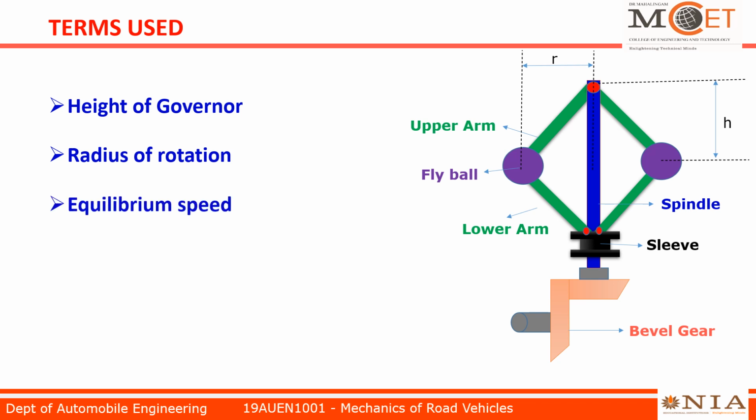Next term is equilibrium speed. It is the speed at which the governor balls, arms, etc. are in complete equilibrium and the sleeve does not tend to move upward or downward. Next to that, mean equilibrium speed. It is the speed at which the mean position of the balls and the sleeve is reached.